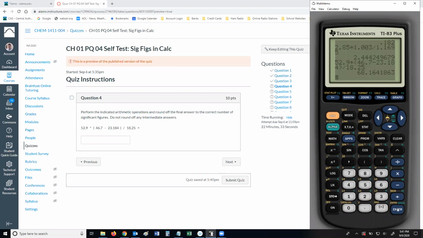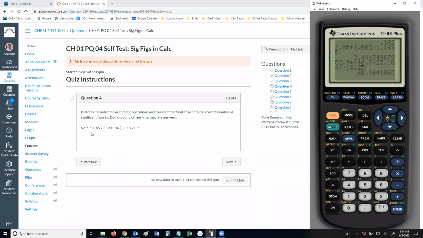And so we get an answer, but the question is, where do we round that? Where is the last significant figure? Now, subtraction and multiplication and division don't follow the same rules, so you might want to break this down into parts.